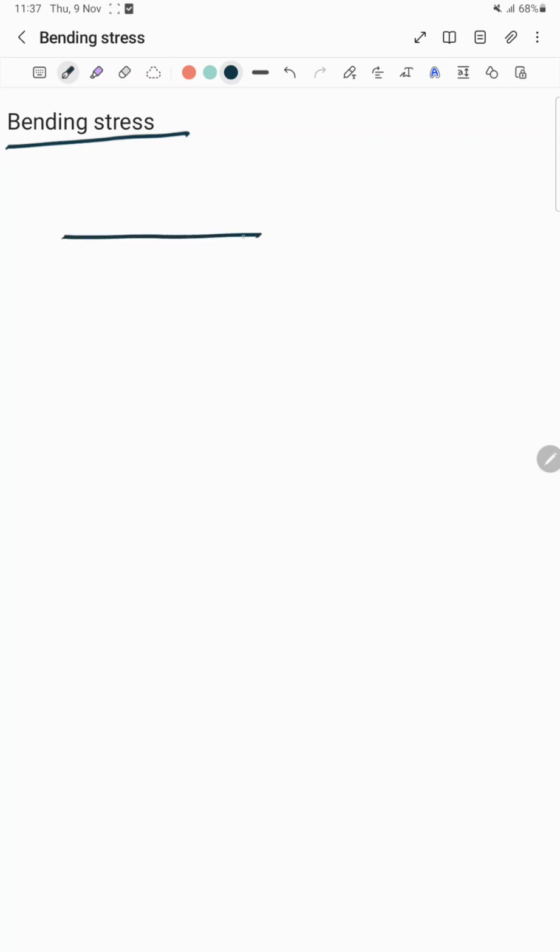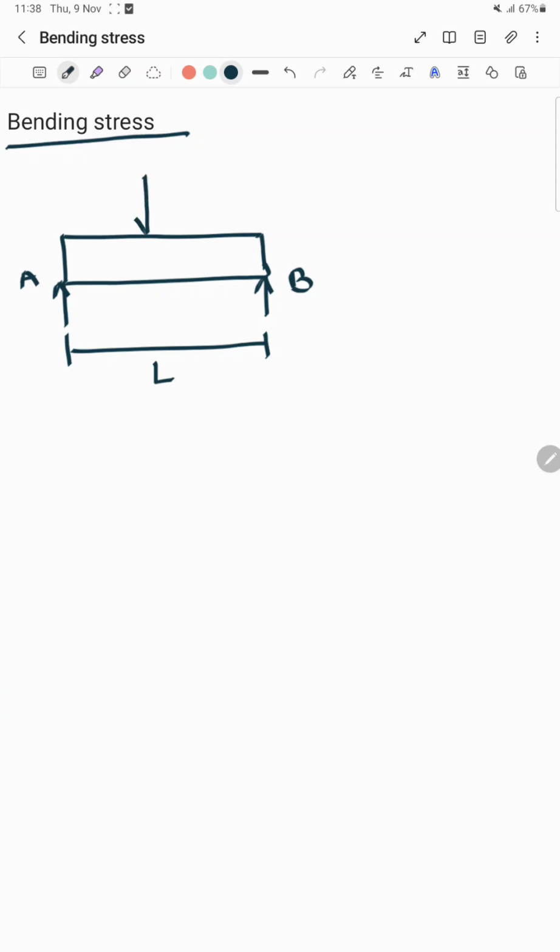See, this is the beam and it is supported on both sides, let it be A and B, and this is the length of the beam. Here, when we apply a load at the mid section, that is W, what will happen? This beam will bend like this.